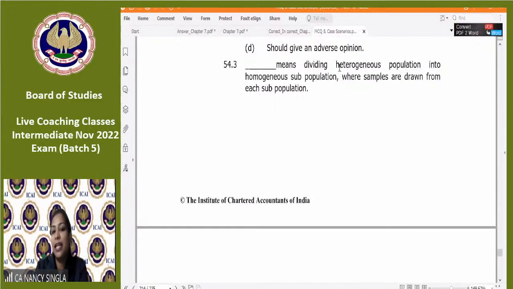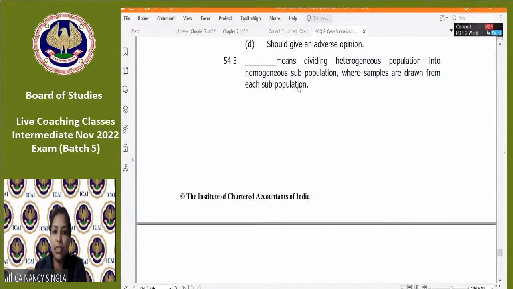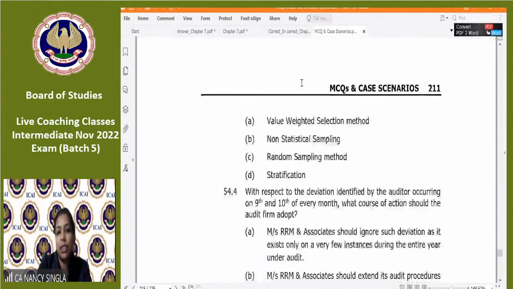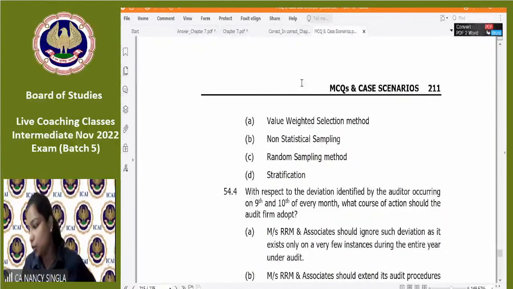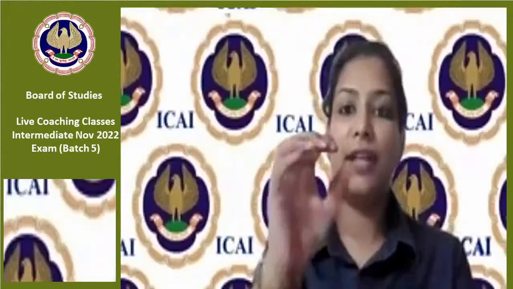Dash means dividing heterogeneous population into homogeneous subpopulation where samples are drawn from each subpopulation. And the answer is what? You all know, stratification. So D. So I hope students it is clear. So students, see, I have tried to cover one of the case.